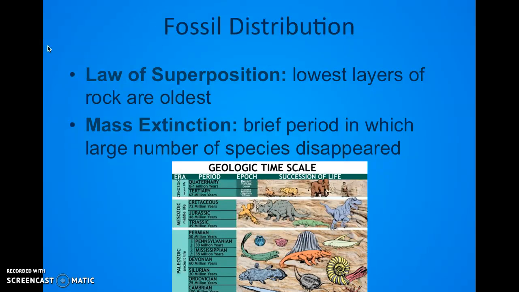So what a mass extinction is, this is a period of time where a large number of species disappeared. This would be like the dinosaur age, where mass extinction of dinosaurs had gone extinct at one time. And you can see in the law of superposition, when a mass extinction occurred, more fossils would show up in that layer of rock.